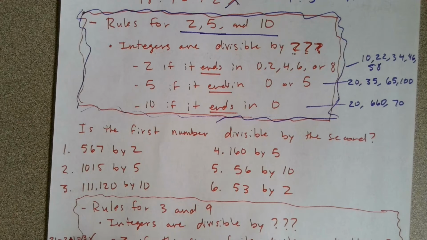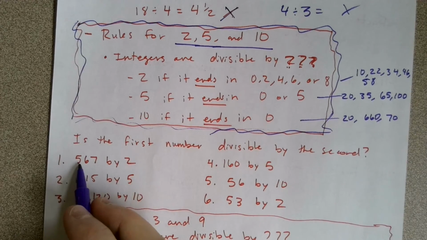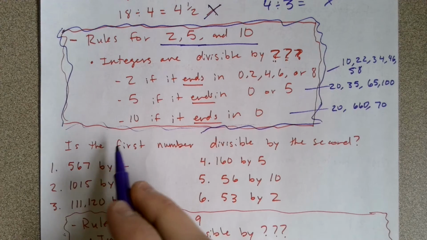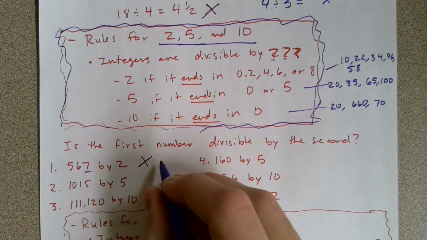So we're going to look at these examples here, crush through them real quick. It says, is the first number divisible by the second number? We're going to look at this first one. We got 567 by 2. We look at our options, 0, 2, 4, 6, 8. This one ends in a 7. This would not be divisible by 2.